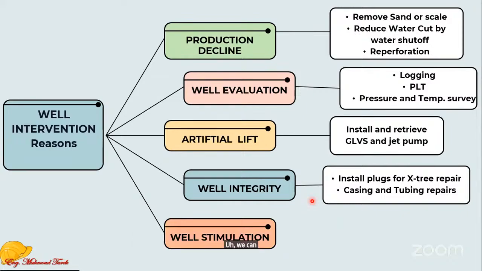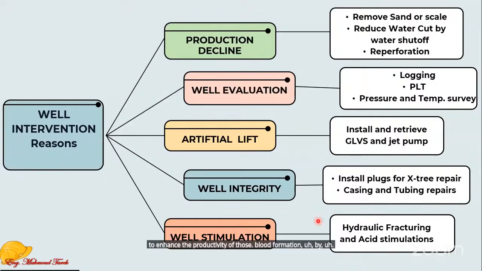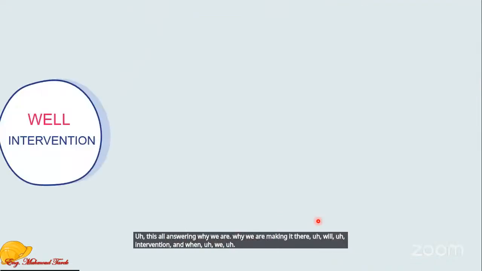We can also, as we said before, have plugged perforations and plugged formations, with reduced permeability from formation damage. So we need what is called well stimulation, to enhance the productivity of those plugged formations by hydraulic fracturing and acid stimulation. So this all answers why we are making the well intervention and when we apply it.